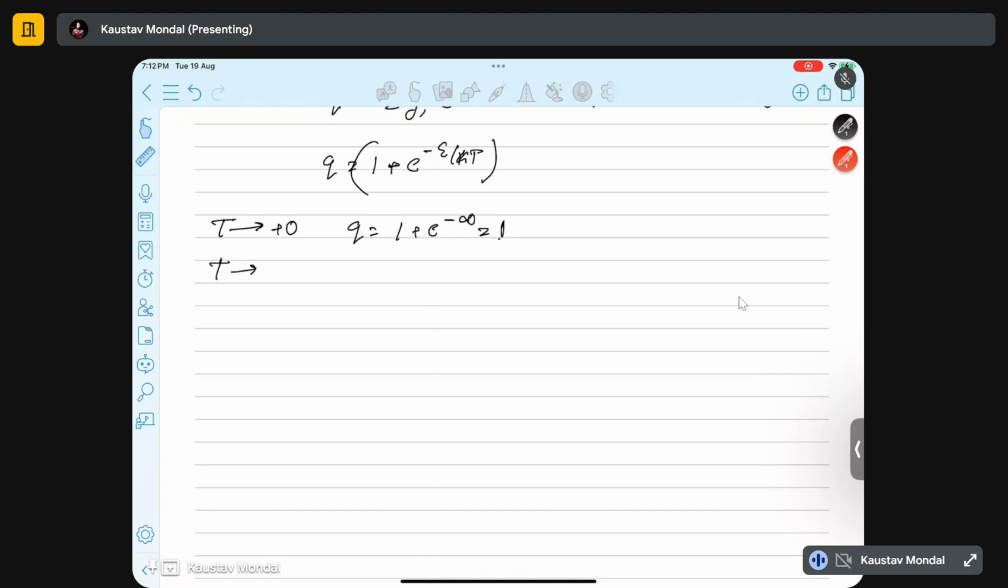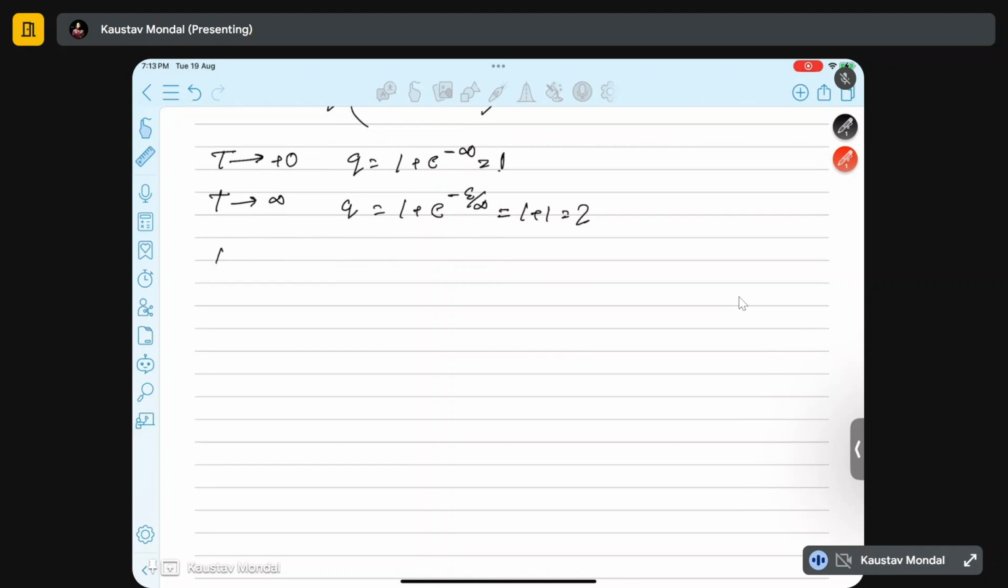If T tends to infinity, then Q is 1 plus e to the power minus epsilon by kT. T is infinite, so 1 by infinity is 0, and e to the power 0 is basically 1. So 1 plus 1 equals 2. Next, T tends to minus 0. Then Q equals 1 plus e to the power plus infinity, right? So e to the power plus infinity tends to a very high value.